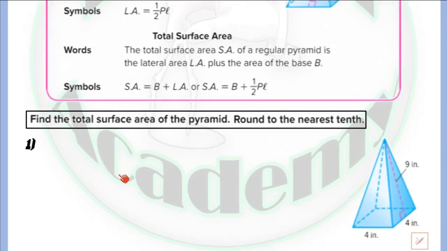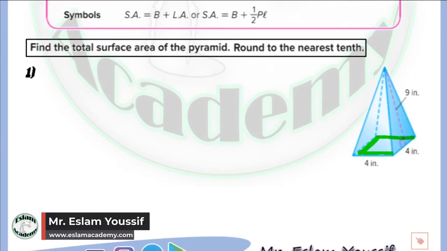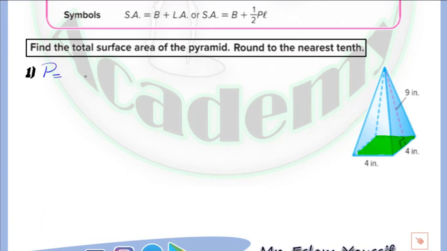So to find the surface area of any pyramid, number one, we need to identify the base. The base that we have now is in the shape of a square. So number one, we need to find the perimeter of the base. The perimeter of the base equals the side multiplied by 4. So 4 multiplied by 4, the answer will be equal to 16 inch.